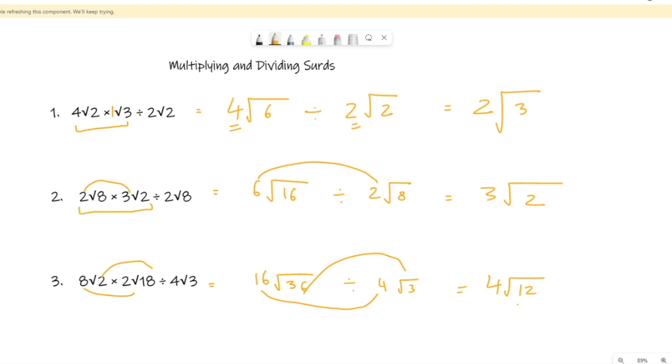Can we factorize 12? Because it's not a prime number, yes, we can. 12 can be written as 2 times 2 times 3. And I see a group of 2, so this 2 will come out. So 4 will stay. 4 will become 4 times a 2, which came out from here. And inside we have a 3. 4 times 2 can be written as 8. So it's 8 root 3, the final answer.